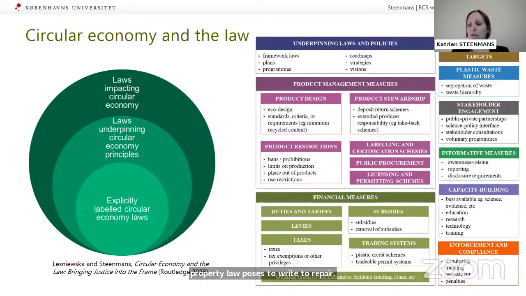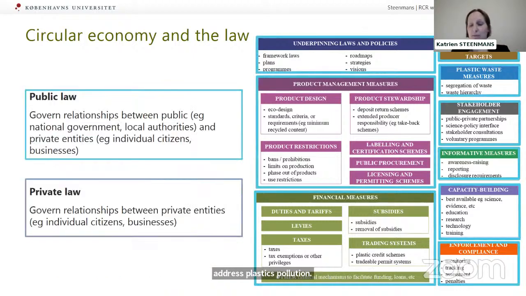Then if we look at the types of tools found across these various types of laws, on the right-hand side of the slide, the text is a bit small, but the purpose isn't for you to read all the measures that exist, but to showcase some of the measures I identified in a review of law and policy measures that exist to address plastics pollution. And when you delve into these many different measures, and consider whether these are predominantly public or private law, we find that most of them are public law. What we mean by public law is the governance of relationships between public entities and private entities, where public entities are, for example, national governments, local authorities, and international governance bodies, and private entities are individual citizens and businesses. And then private law governs relationships between private entities, so between individual citizens or between businesses.